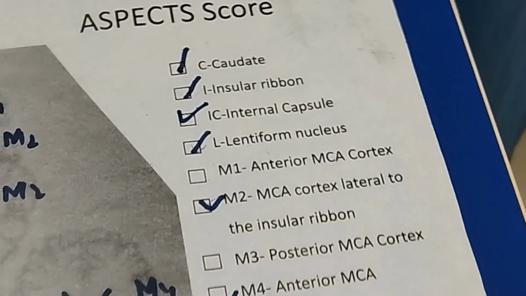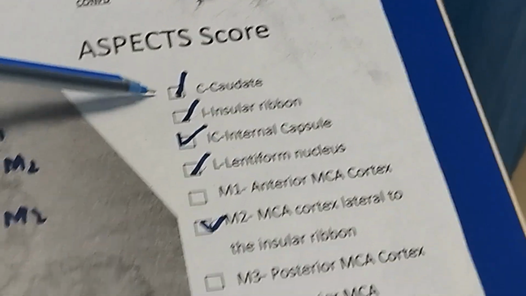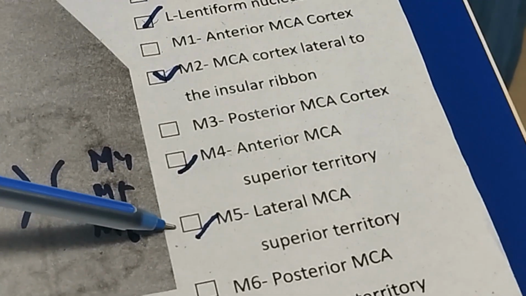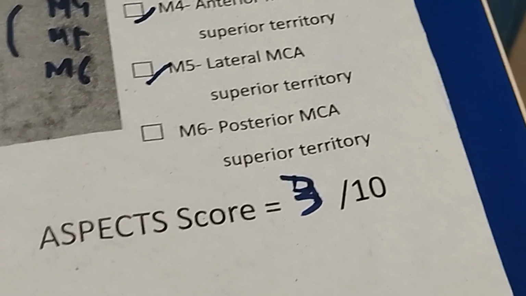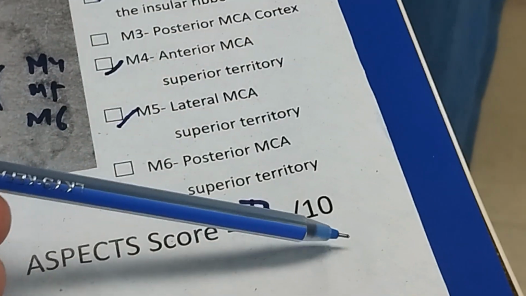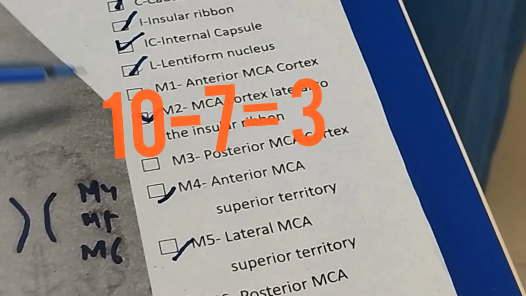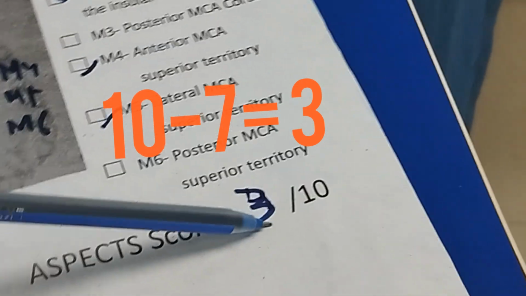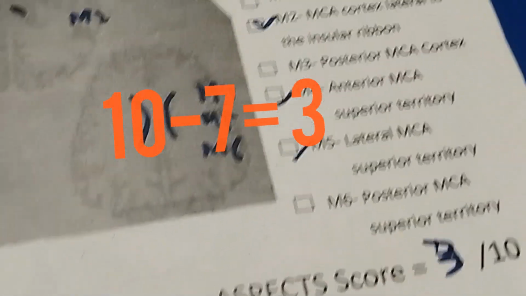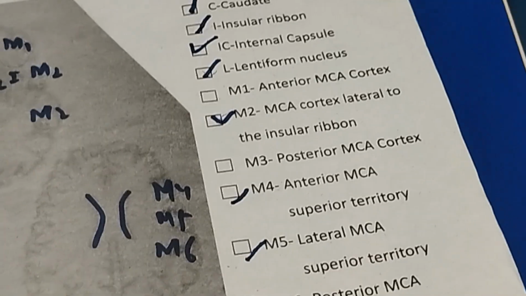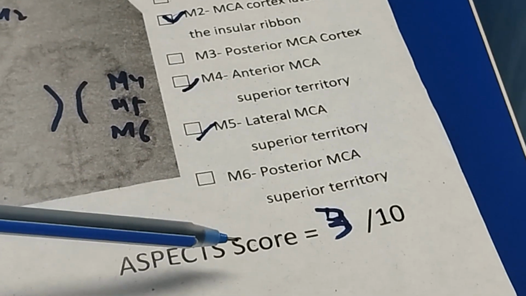So now what is the total count? I have to count it. 1, 2, 3, 4, 5, 6 and 7. Now the total score for ASPECT is 10, and for the areas where you see hypodensity, you have to subtract them from 10. I see 7, so 10 minus 7 equals 3. It means that the ASPECT score for this patient is 3, which means this patient has more damage caused by the stroke, because I can see the hypodensities in many areas. So this is how you have to find the ASPECT score.